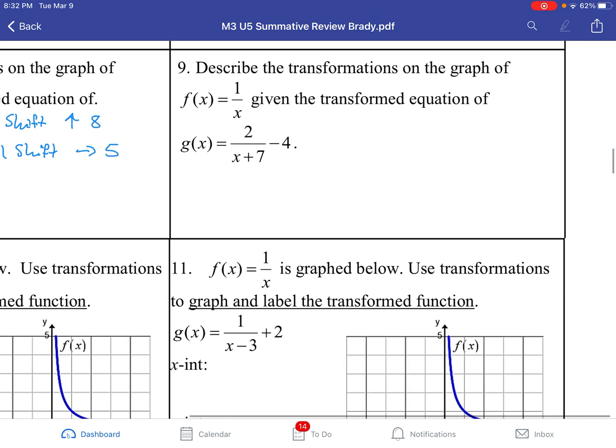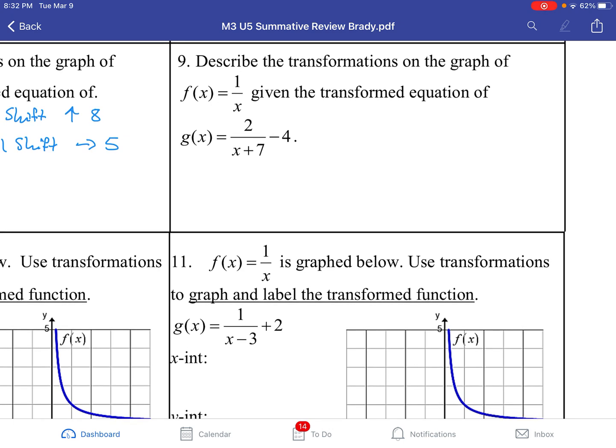Number 9. There's actually 3. There's a vertical shift.